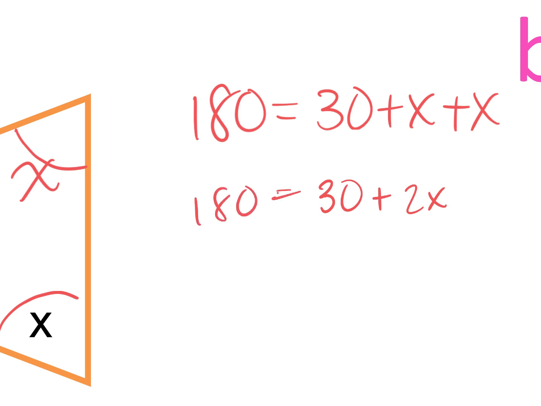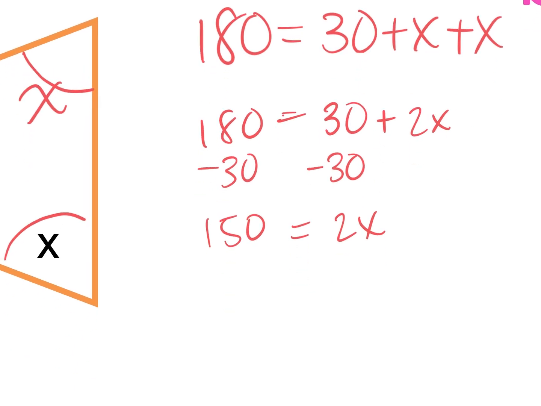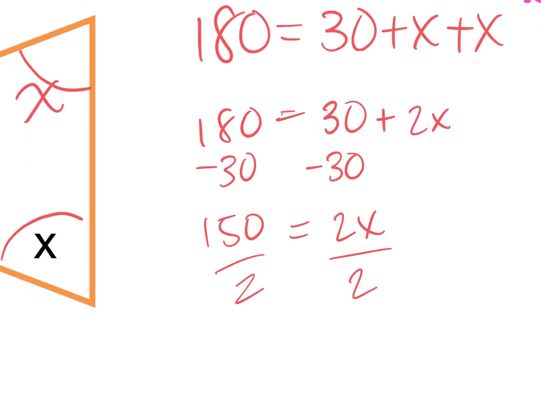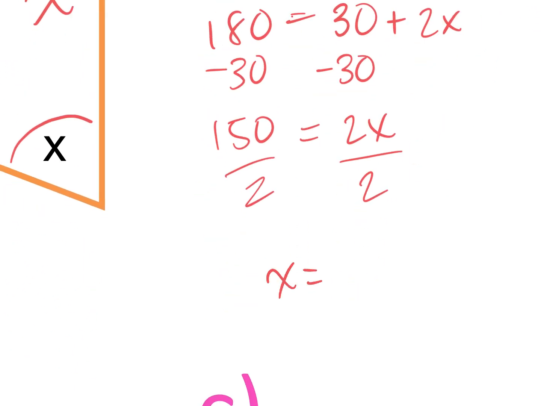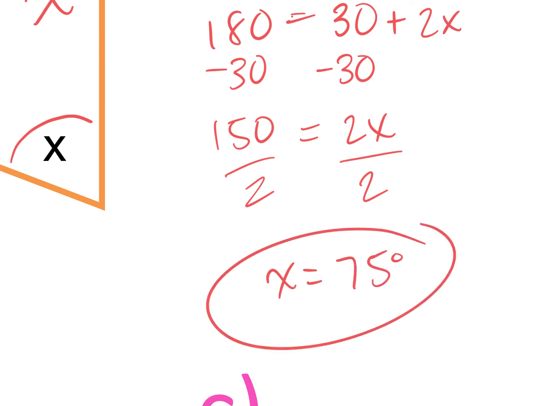Then what? Subtract that 30 from both sides. What do I get? 150 equals 2x. Then what? Divide by 2, divide by 2. And you get x equals 75 degrees. Make sure you put that degree symbol. A lot of us forgot this on the test. You need to put measurements when it's talking about an angle, and it must be degrees.